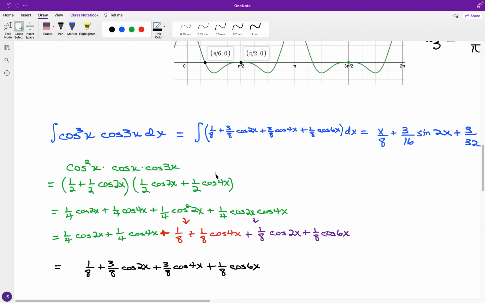And the reason that we're going to end up with the cosine of 2x is that the cosine of x is an even function, and the cosine of a negative value and the cosine of a positive value will end up being the same. So cosine of negative 2x and cosine of 2x are going to be the same.